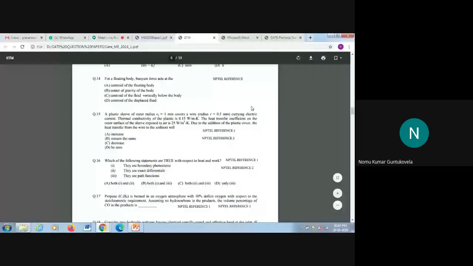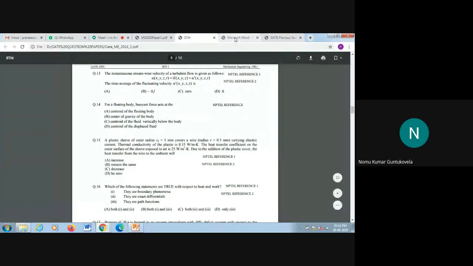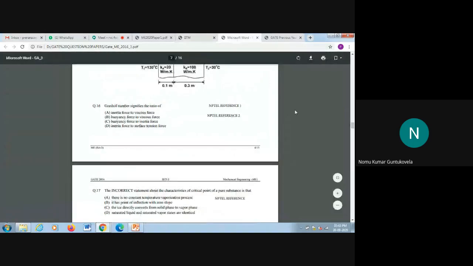So here we are having, which of the following is true... what are the correct ones? Like this they will ask. You can see clearly, here they asked: for a floating body, the buoyant forces act at the centroid of the displaced fluid. I'll comment here: only one bit has come, that is, the Grashof number signifies the ratio of buoyancy forces to the viscous forces.